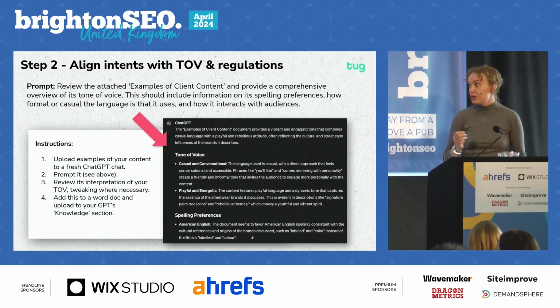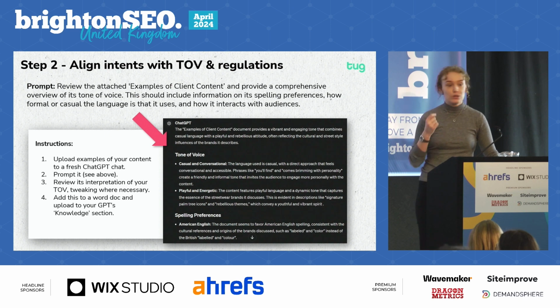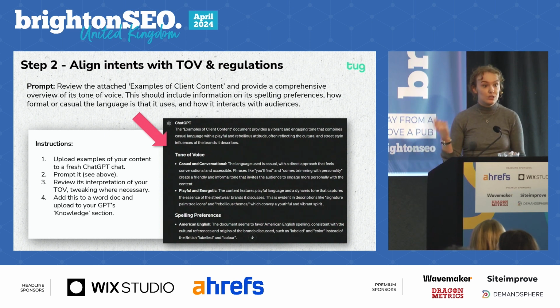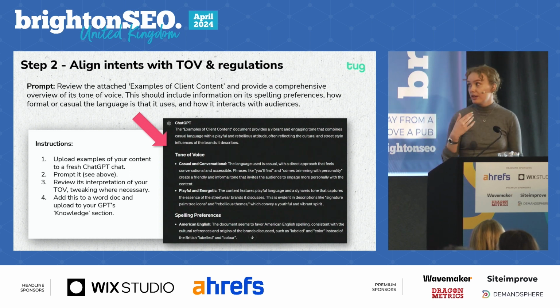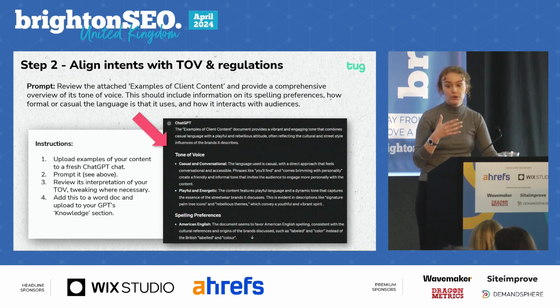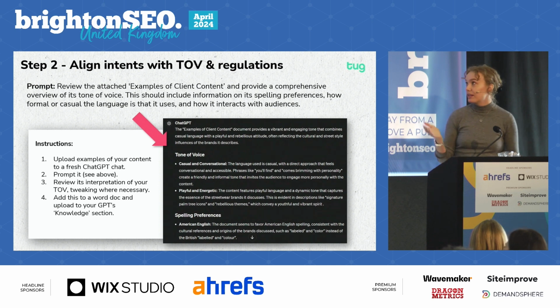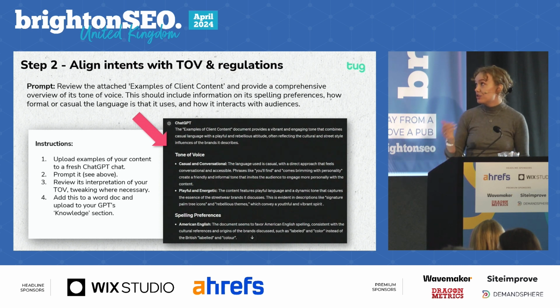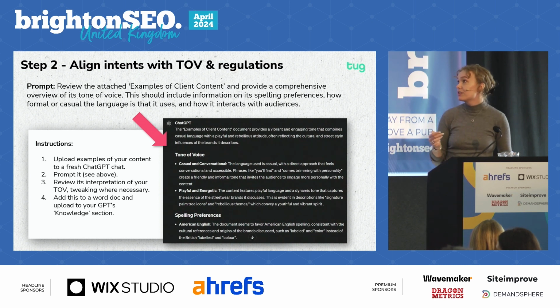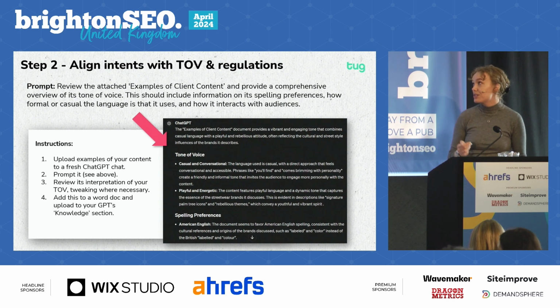Even if you don't have any tone of voice guidelines, you can quickly create a brief summary of these using ChatGPT. Simply upload your examples of client content that exemplify the brand's tone of voice and prompt it by saying something like, review the attached examples of client content and provide a comprehensive overview of its tone of voice. This should include information on its spelling preferences, how formal or casual the language is that it uses, and how it interacts with its audience.